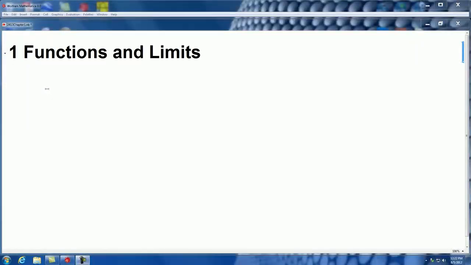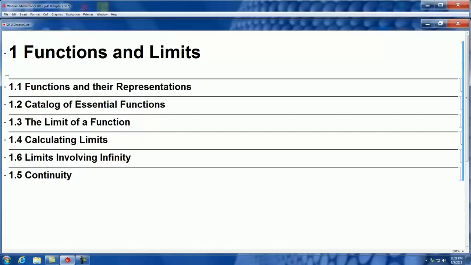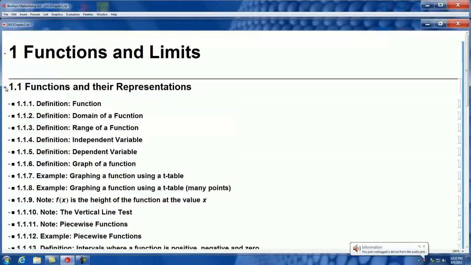Okay, our first chapter is called Functions and Limits. In this chapter, we are going to cover the 6 sections in there, but we are going to switch up the order here at the end a little bit. We'll start out with section 1.1, which is entitled Functions and Their Representations.